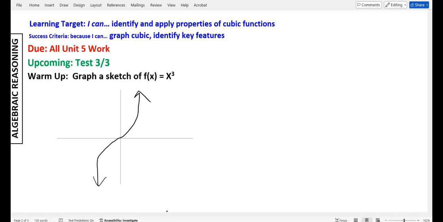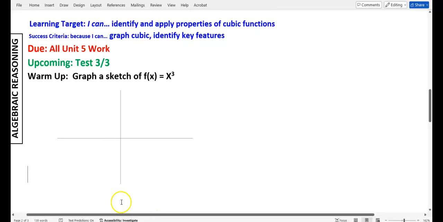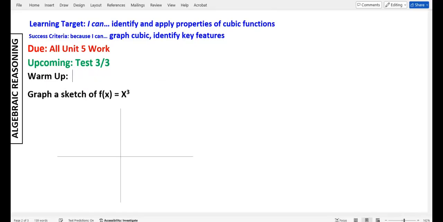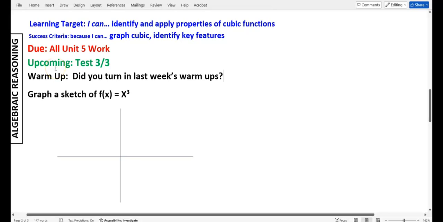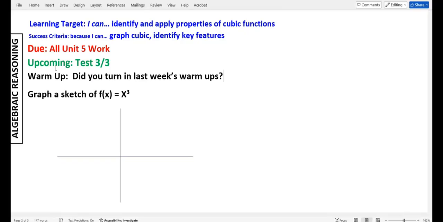Did you turn in last week's warm up? You need to know. Turn in last week's warm ups so you can get your easy 100. Okay. Here we go.